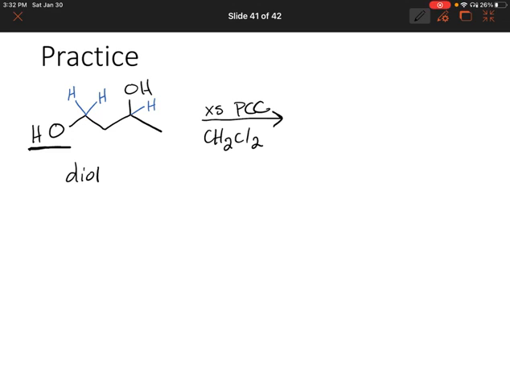So we just said that PCC will allow us to stop at the aldehyde if we have a primary alcohol, and the alcohol I underlined is a primary alcohol. So we'll stop at the aldehyde for that one. Okay. What about our other alcohol? What will that turn into? A ketone. So that one is a secondary alcohol. So if we oxidize it, that will turn into a ketone.